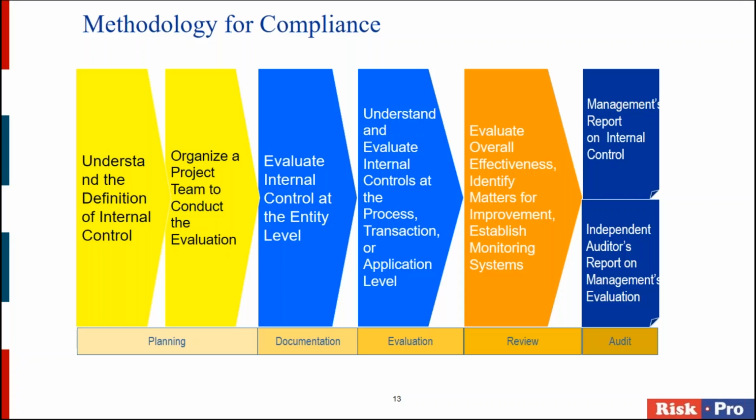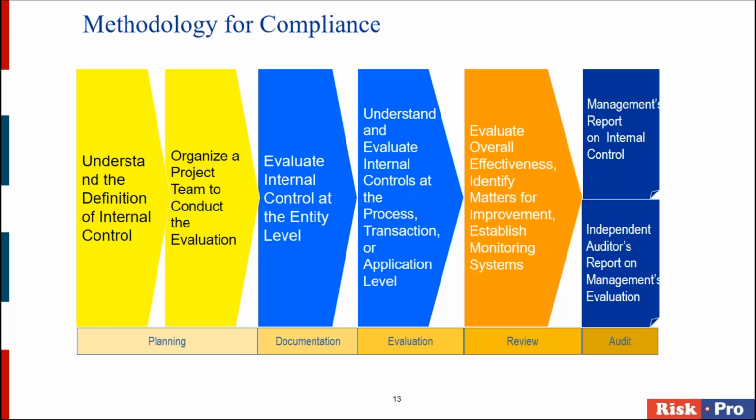It is important that we comply with all these provisions. So how do we do that? The first stage is planning. During the planning, what do we do? We have to understand the definition of the control system, then organize a project team to evaluate these internal controls, whether they are working properly or not.